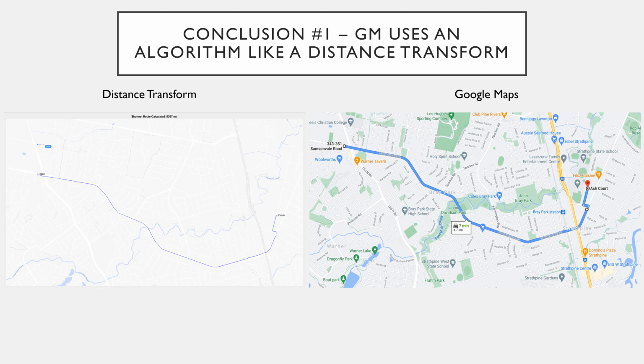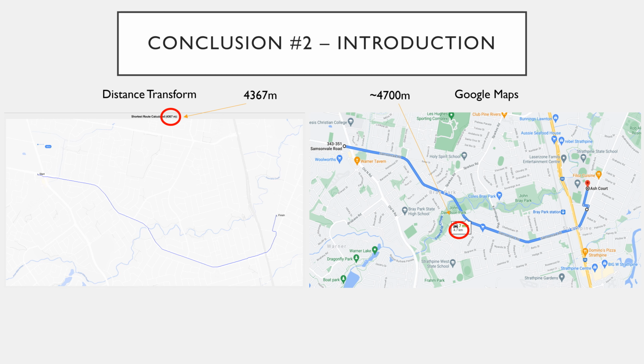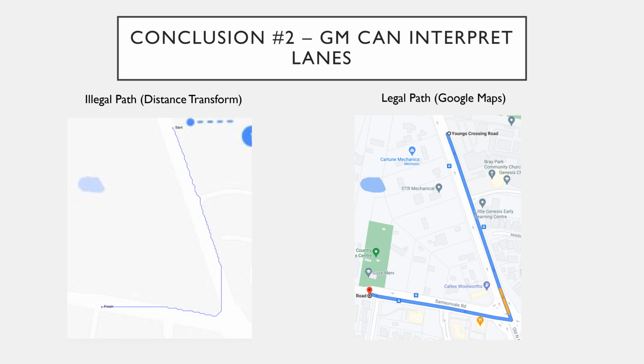of the distance transform. As seen here, the distance transform reports 4,367 meters to the goal, whereas Google Maps reports approximately 4,700 meters. This can be explained by looking at an intersection. The distance transform algorithm will always go the absolute shortest route, even if that is over the wrong side of the road, whereas Google Maps will always calculate routes which maintain proper lane placement and therefore will always be longer.